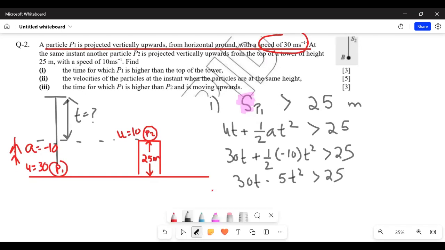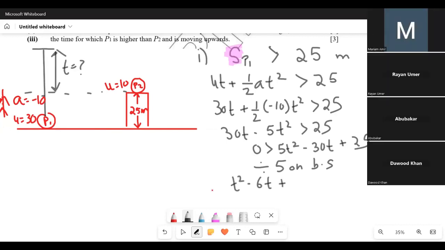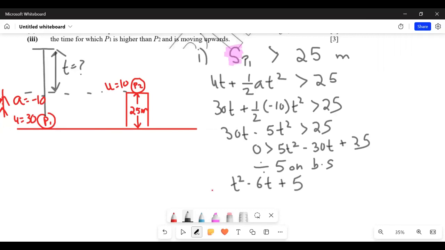So it's going to be, I'm going to move everything to the other side. So 5T square minus 30t plus 25. Also, I'm going to write the quadratic expression first, divide 5 on both sides. So writing this first, t square minus 6t plus 5 is less than 0.